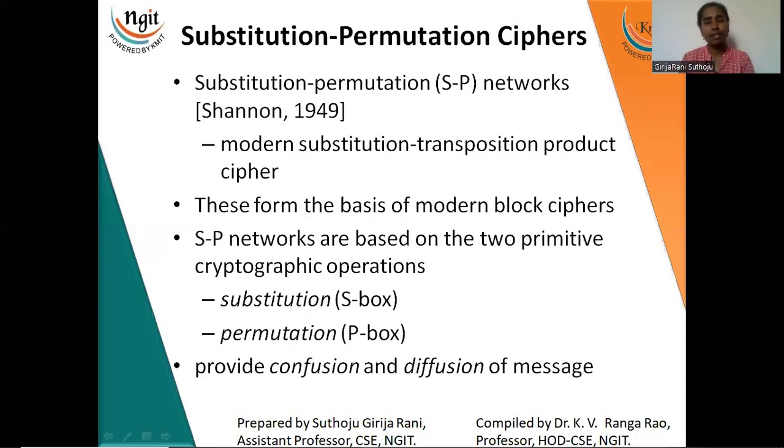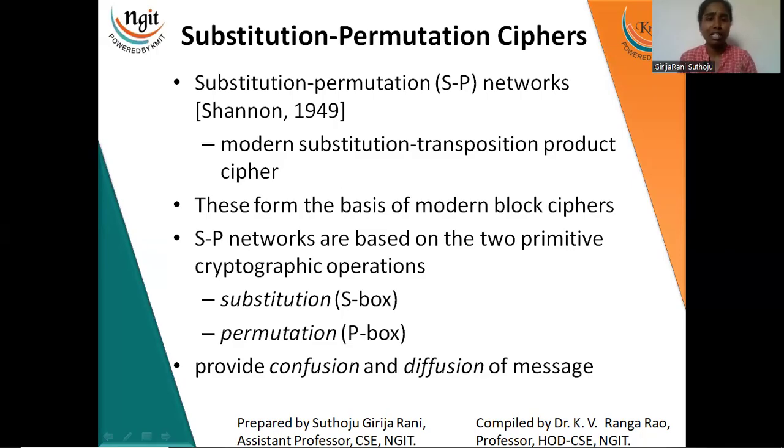So the next part is about the SP network. See, from the beginning, we are saying product cipher. The main theme of the product cipher is itself the combination of substitution and permutation. So we call this substitution permutation the SP network in cryptography terminology. When we say SP network, immediately you should understand that we are going to apply the product cipher. In the modern algorithms, we have included the classical, traditional things, that is substitution and transposition, and we are calling it in a modern way a product cipher.